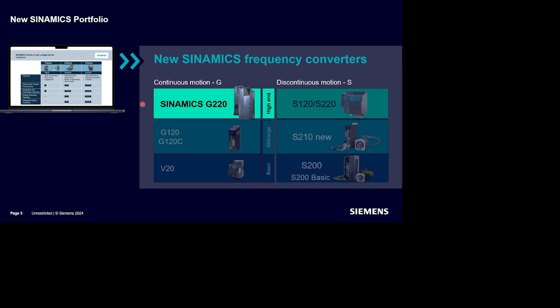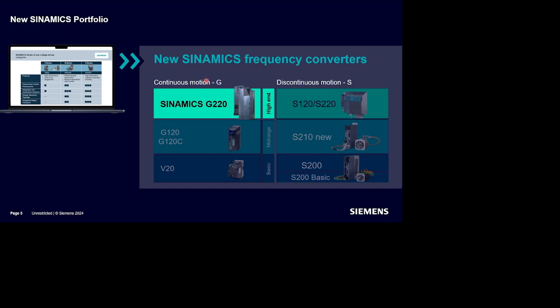It's not the successor of the G120. I know it's confusing because for the S220, we came from the S120 to the S220, and it's exactly the successor. But in the G family, it's a little bit more complicated. So we will start from the basic, from the V20. Then in the middle range, we have G120, G120C, G120X, and all the different variants.